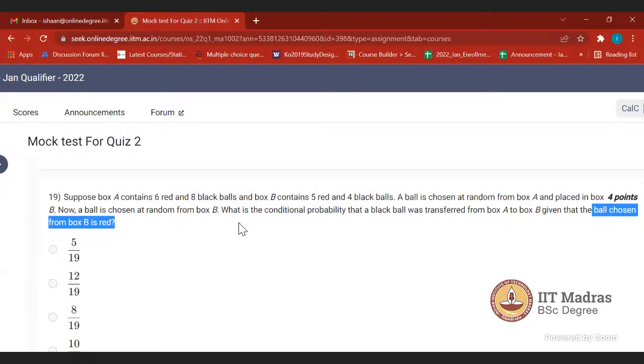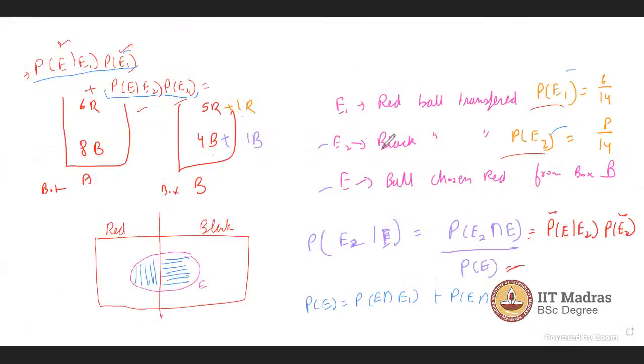So I've defined the three events, right? Ball chosen is red, black ball transferred, and red ball transferred. So I have to find something like E given E2, or E2 given E. These are the three events I made, right?